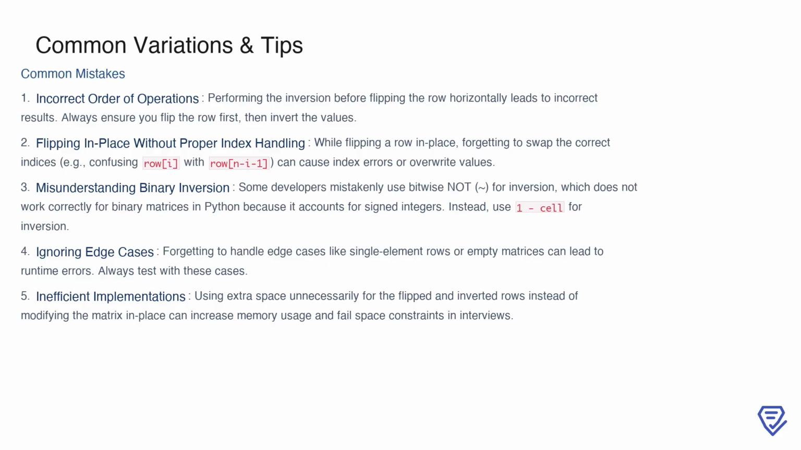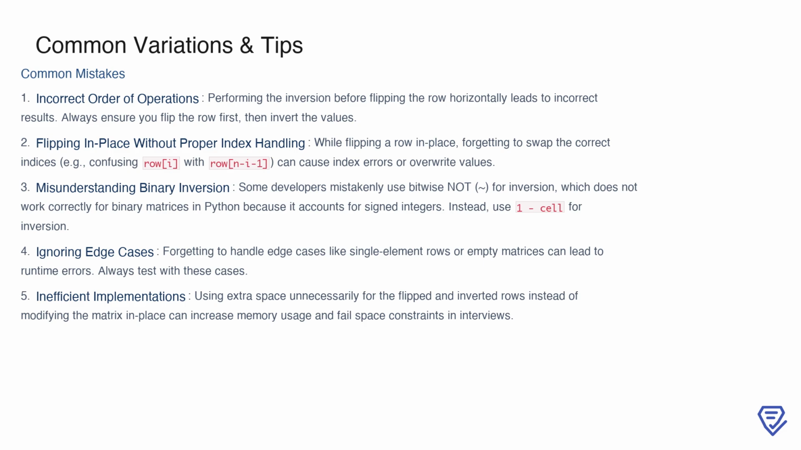Another issue arises when flipping a row in place. Without careful index handling, such as properly swapping row i with row n-i-1, you may encounter index errors or accidentally overwrite values. Additionally, binary inversion can trip up developers who use the bitwise not operator, thinking it will work for binary matrices in Python. Instead, the correct approach is to use 1 minus the cell for inversion, which directly toggles between 1 and 0.